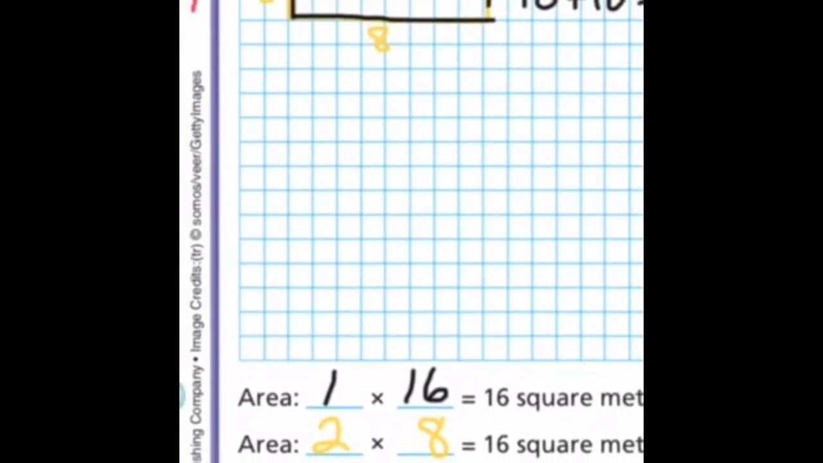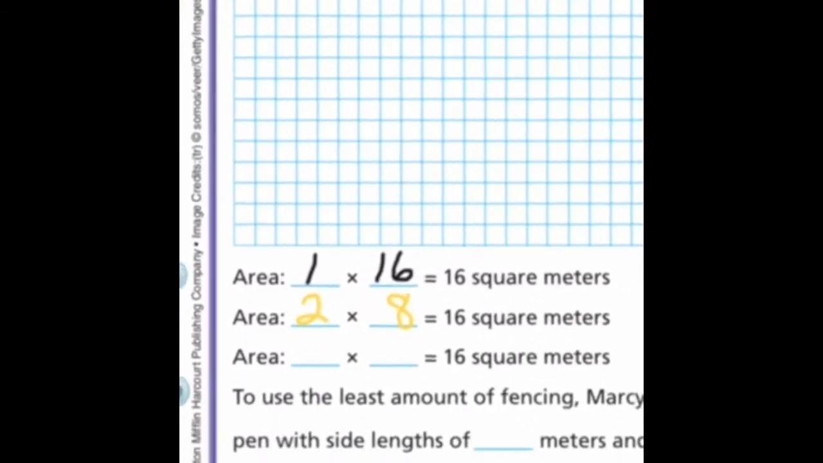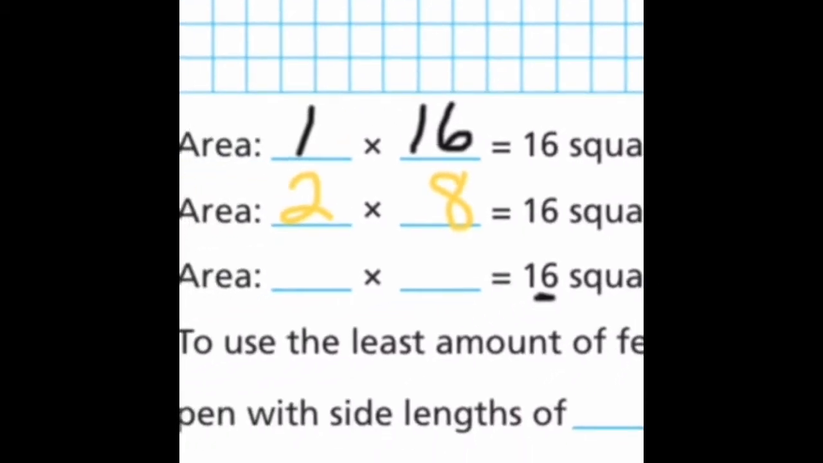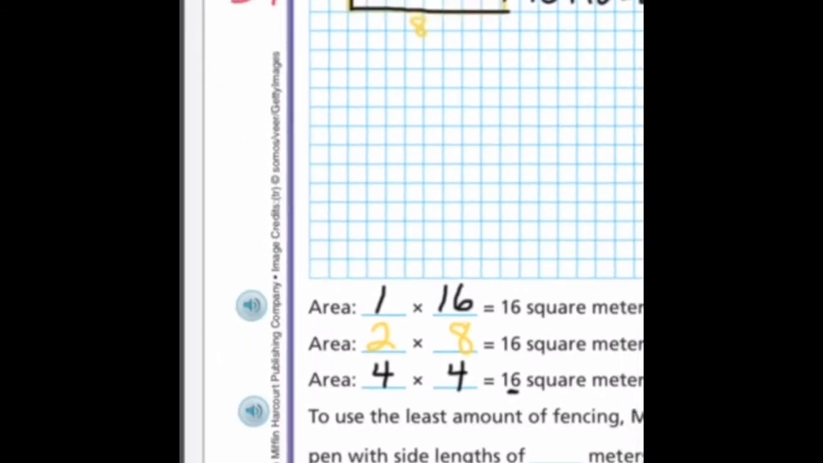All right, now I have to think of two other numbers that multiply together that equal 16. 3 times something, I have 3 times 5 is 15, and then 3 groups of 6 would be 18. I can't get 16, so 3 won't work. Let's try 4. 4 times 4 does equal 16. So I have to come over here, draw my 4 by 4 rectangle. 1, 2, 3, 4.